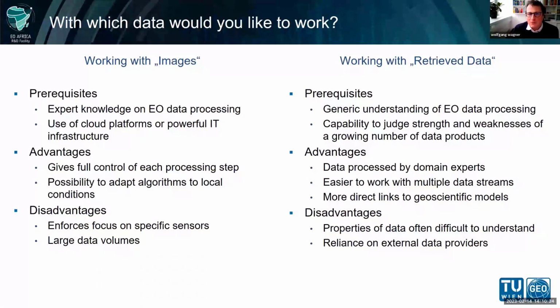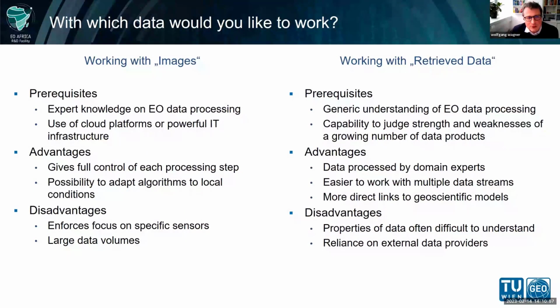And if you want to now work with soil moisture data in order to observe floods, the question is, with which data would you like to work? You could decide to work with images and derive soil moisture conditions and the flood extent yourself. What this would require is that you would have an expert knowledge on the analysis and processing of the Earth observation data.